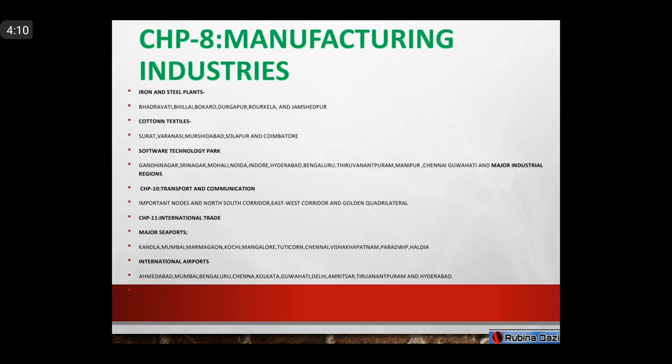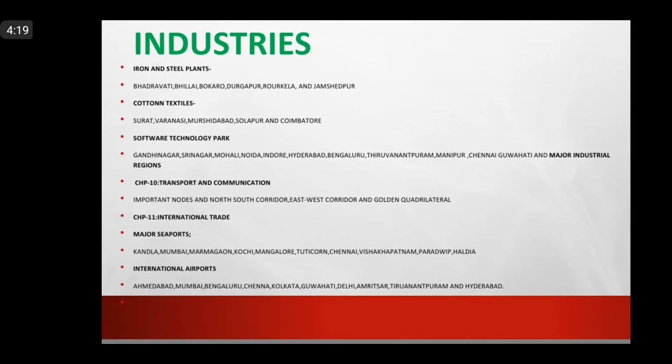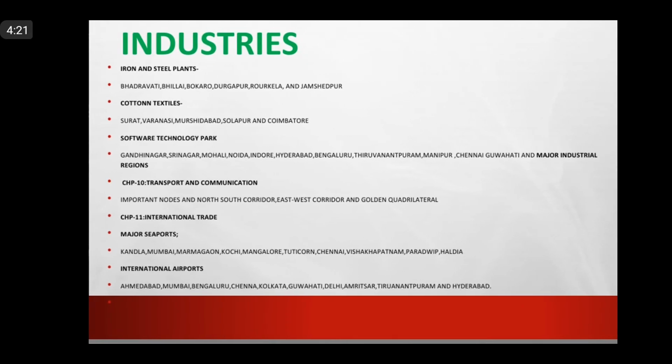Then the questions are asked from manufacturing industries also, and this is your chapter 8, in which you can see iron and steel plants, then cotton textiles, software technology park, then the last chapter, the transport communication, in which you can see the important modes of transport, important nodes of north-south corridor and west corridor and golden quadrilateral.